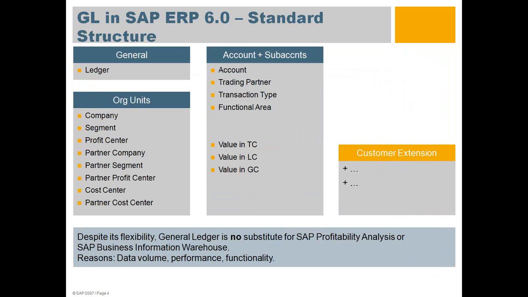In the traditional ledger, you have organization units such as company code, segment, profit center, partner company, partner segment, partner profit center, cost center, and all those things, right? Despite its flexibility, the general ledger is not a substitute for profitability analysis. Profitability analysis still needs to be done outside. So New GL does not do profitability analysis, but it does everything else.